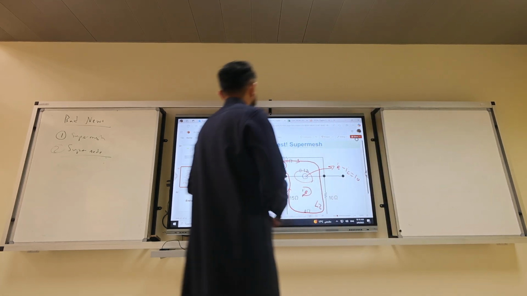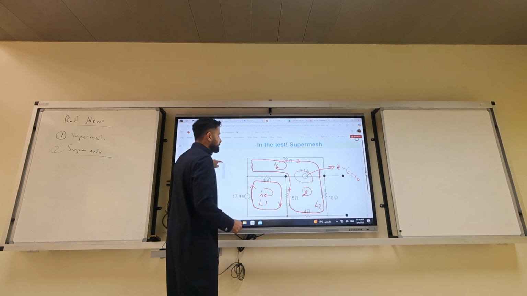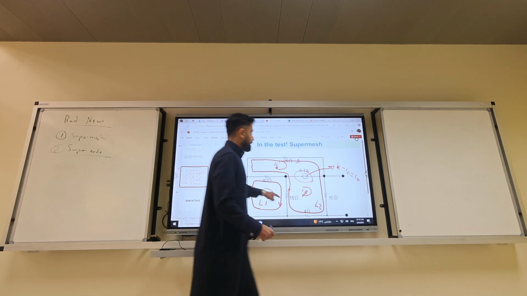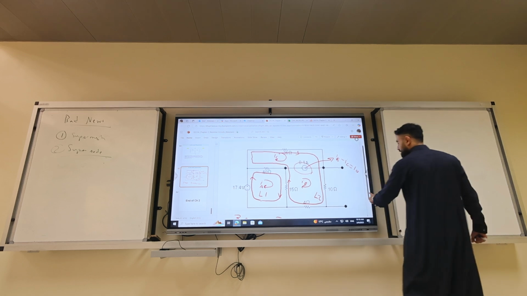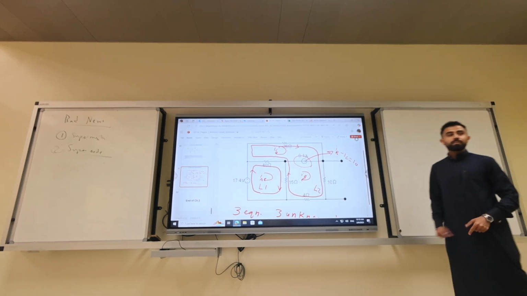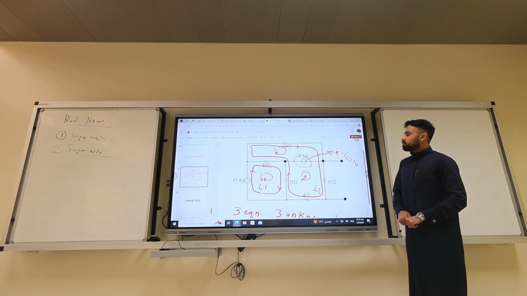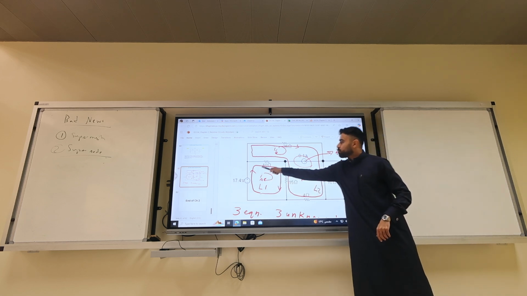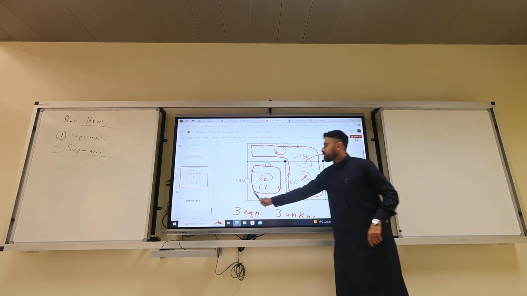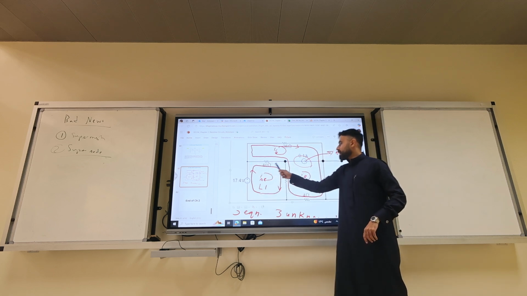The Supermesh, do you remember this ugly circuit? We all know it, right? The ultra checkpoint. In the ultra checkpoint, I told you to create one loop here, so you will have voltage rise, and then you put plus minus.